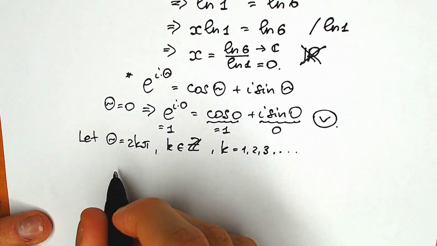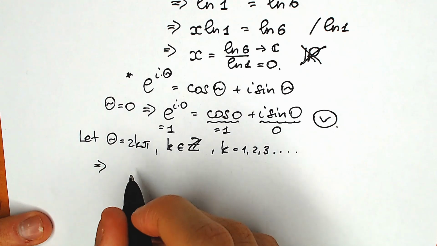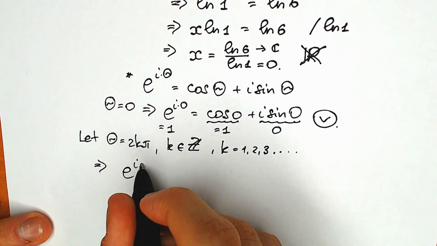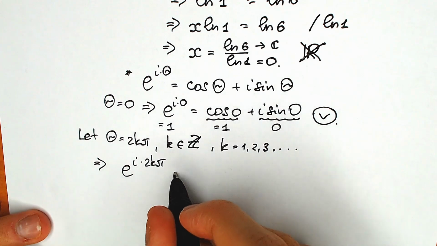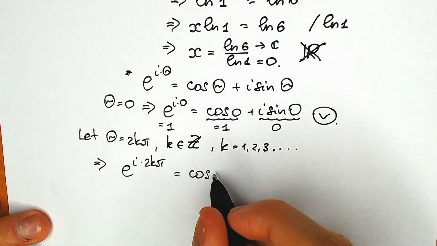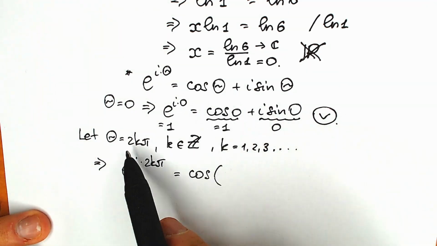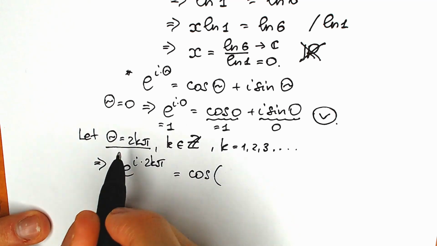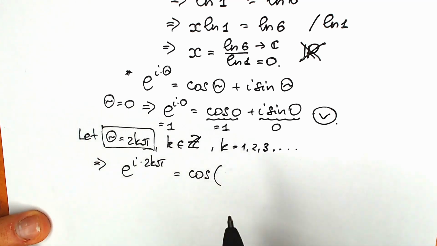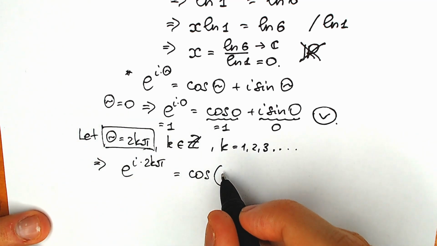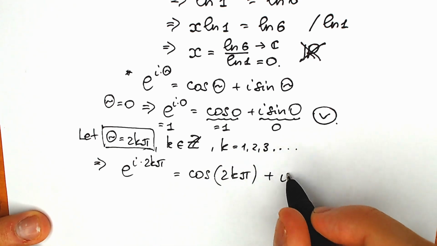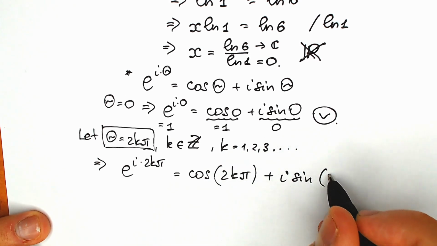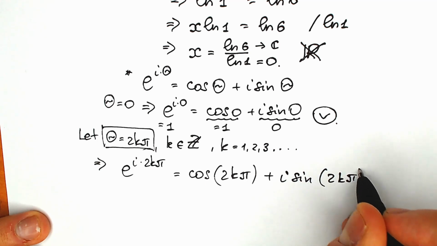As a result, what do we have? Our identity is going to look like that. So we have e to the power i times 2k pi equal to cosine 2k pi. Instead of theta, we plug in our substitution right here. So this is our substitution. As a result, we have cosine 2k pi plus i sine 2k pi. Okay, this is my substitution.